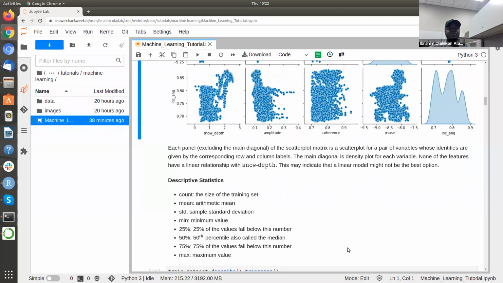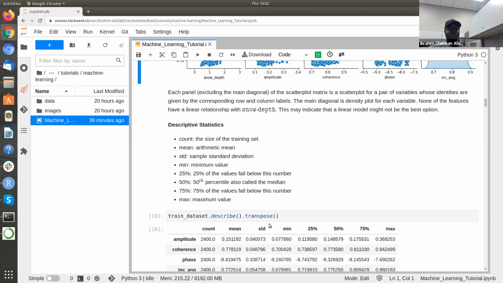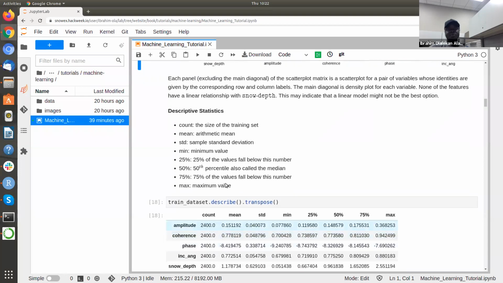After we describe our dataset using the visual tools, we would want to describe it using some summary statistics. And here, pandas gives us some summary statistics. We have the count, the mean, the standard deviation, then the five number summaries. The count is the size of the training set. The mean is the average of each of the variables. The standard deviation is the spread around the mean for each of the variables.